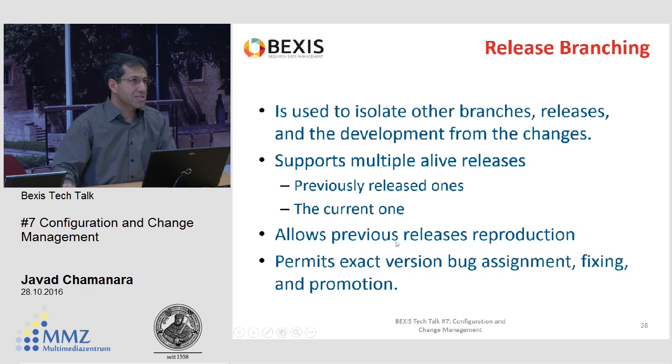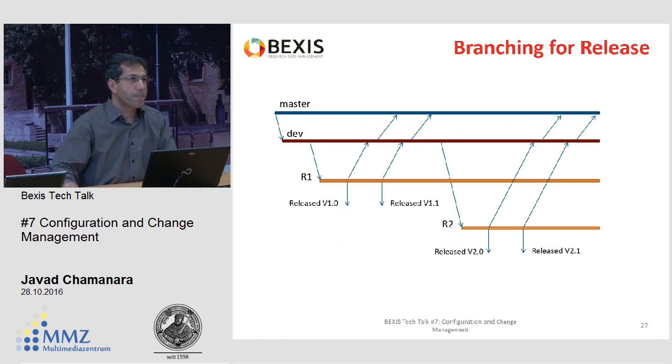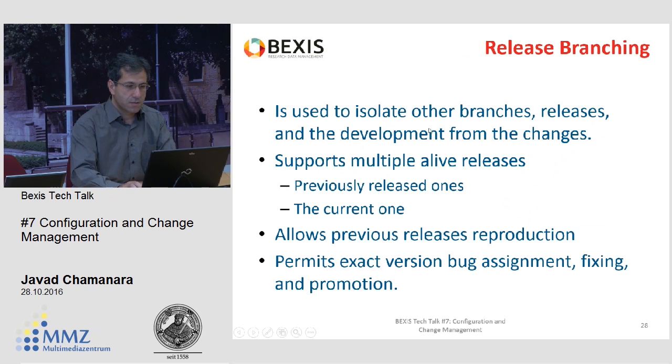This branching mechanism allows us to reproduce the previous releases, because as seen here, this, and this, and this are the previous releases. They are marked here, and also marked on the master. So if needed, we can simply reproduce them by going to one of these branches, identify the proper tag or time and so on, and then reproduce it.